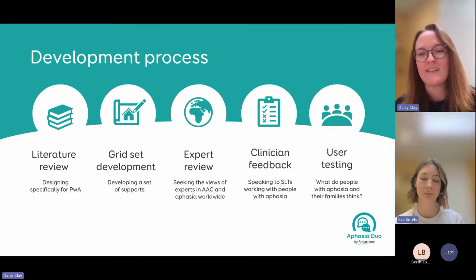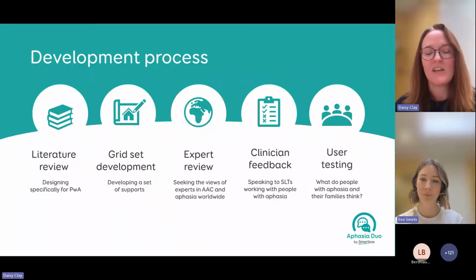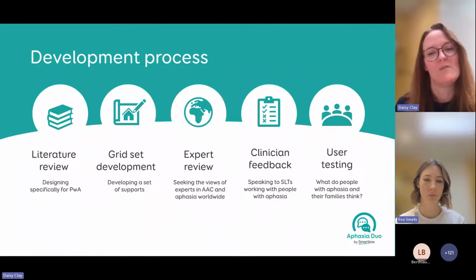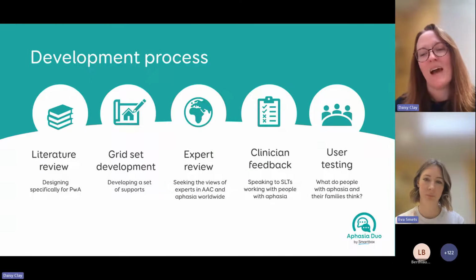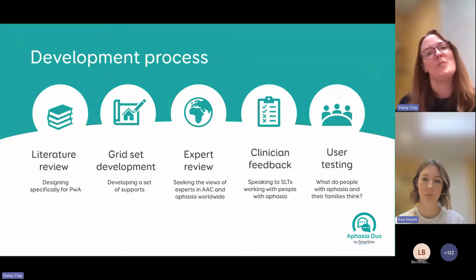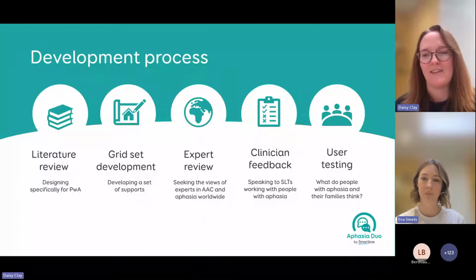We've also then had some great feedback from clinicians who are working with people with aphasia every day, and also some user testing. So we've been able to try Aphasia Duo with people who've got aphasia and see what was working well for them and what was still not quite working well. And so at every stage we've been able to go back, refine the grid sets, and that's led us to where we are now with something we're really pleased with that we're going to be sharing with you.